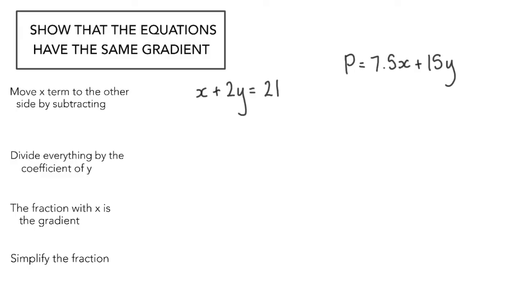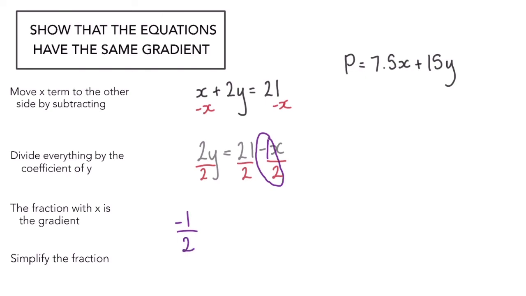One more example here. I'm going to start with my first equation by subtracting x from both sides. And that is now going to be 2y equals 21 minus x. I need to divide everything by that coefficient of 2. And then I need to look at the fraction with the x. Oh, but it looks like there's no number on top there. If there's not a number in front of your x up the top, there's actually a secret 1 there. So my fraction is negative 1 over 2. Can I simplify that? That's actually in its most simplified form. So that is finished there.